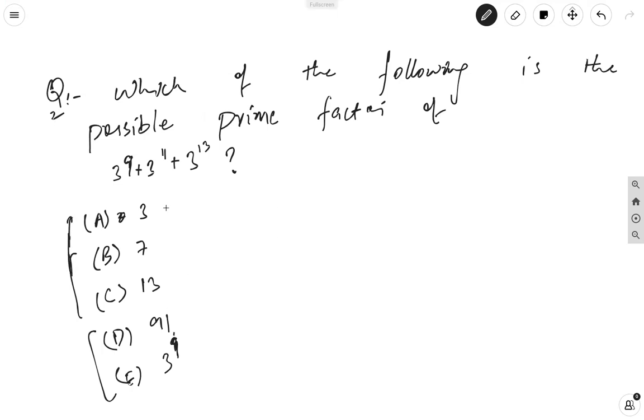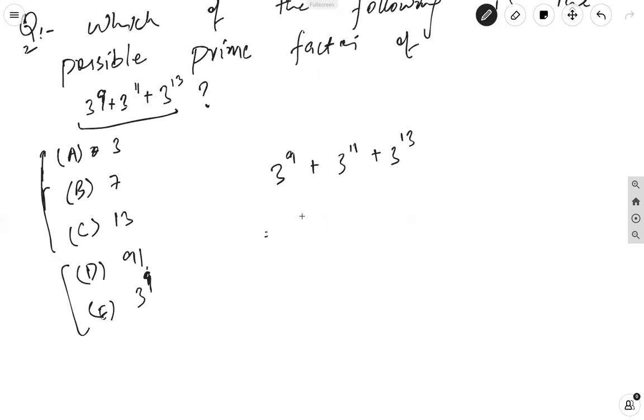Okay. We have this expression, right? We have 3 power 9 plus 3 power 11 plus 3 power 13. If we take 3 power 9 common, this will be 1 plus 3 square plus 3 power 4. Everyone is with me till now?